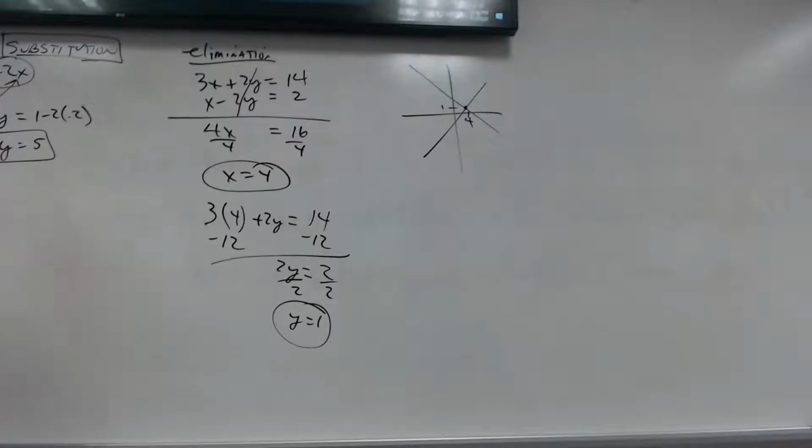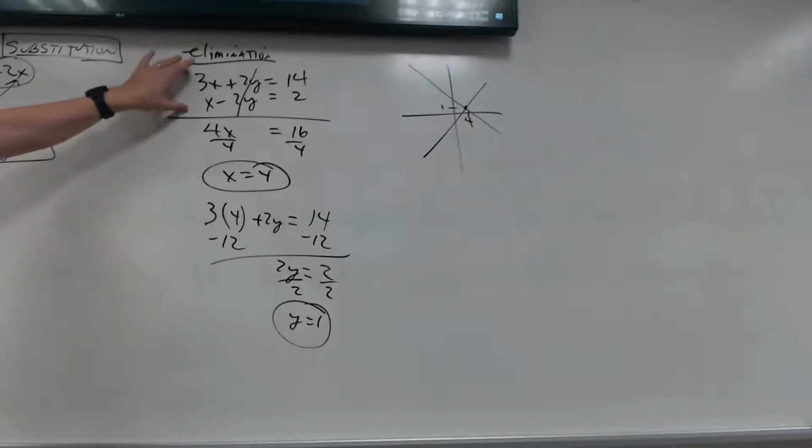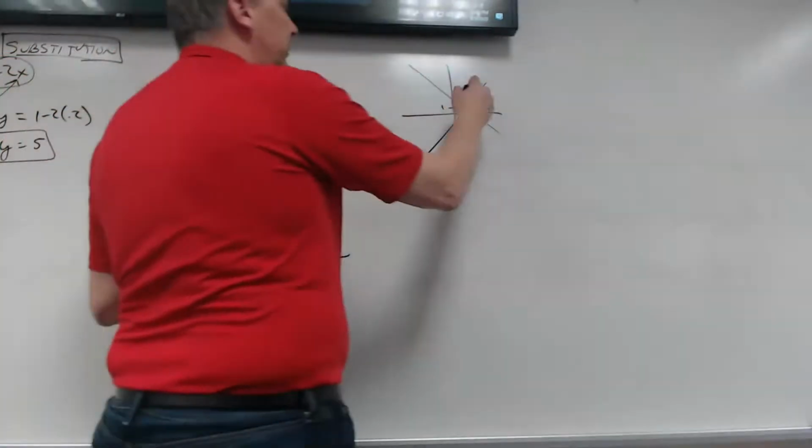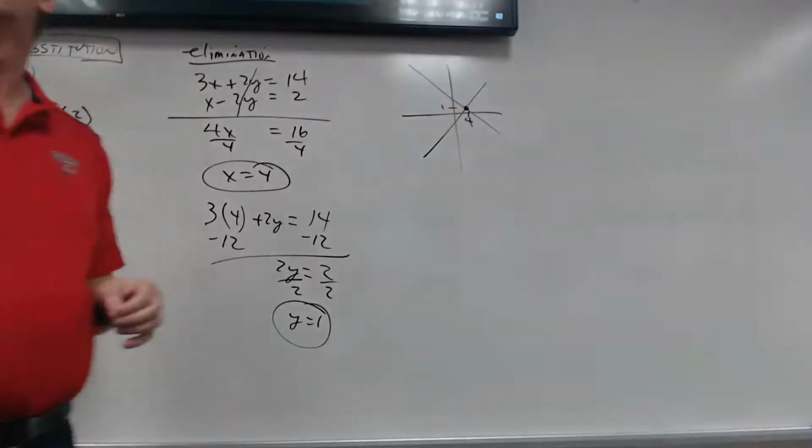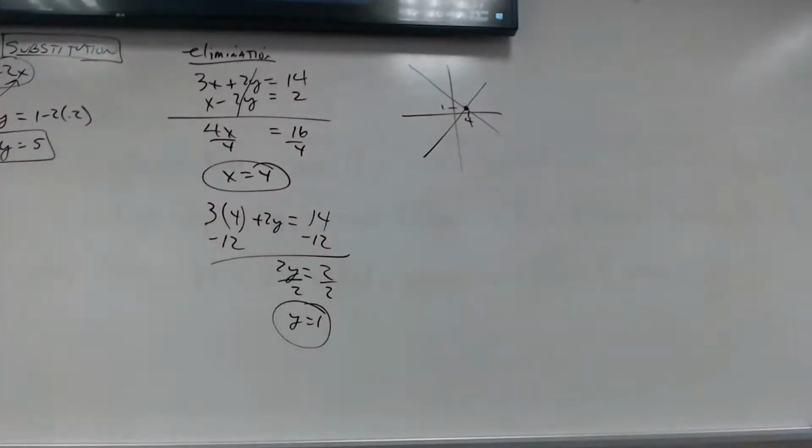So the idea here is when you have two equations, two unknowns, these are both straight lines. Wherever they cross, that's where they're equal to each other. Okay? Question? No? All right.